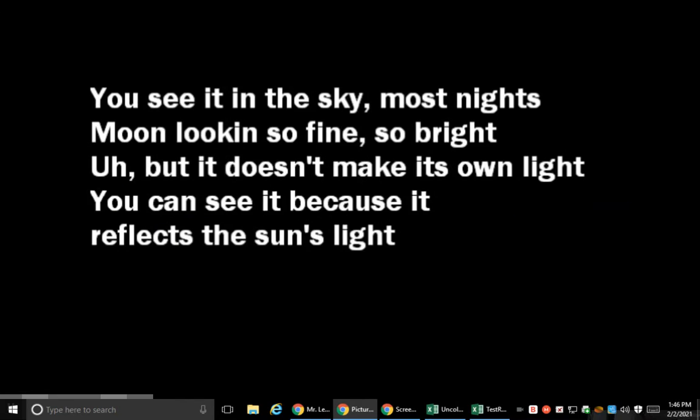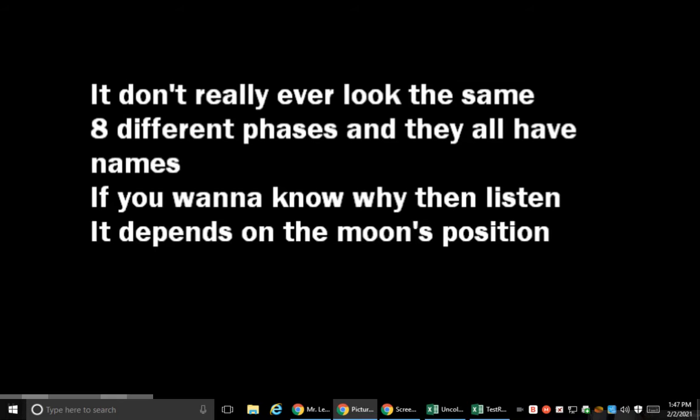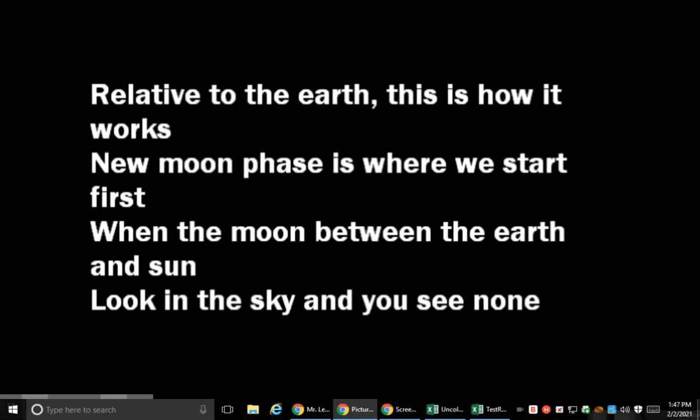You see in the sky most nights, moon looking so fine, so bright. But it doesn't make its own light. You can see it because it reflects the sun's light. It don't really ever look the same. 8 different phases and they all have names. If you wanna know why, then listen. It depends on the moon's position relative to the earth. This is how it works.